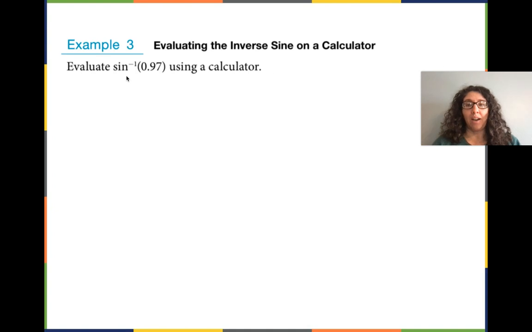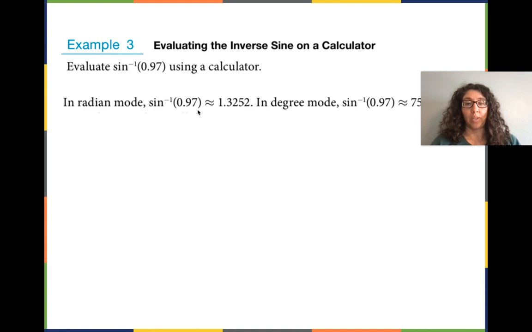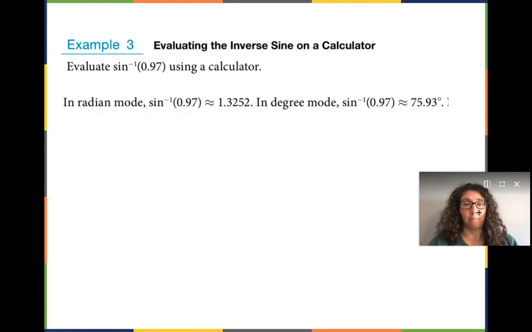Okay, what if we don't have a reference angle? It's just some number like 0.97. What's the inverse sine of 0.97? You're just going to use a calculator. Find your arcsine button or your sine to the -1 button, whatever yours looks like. Make sure that you can get these answers. In radian mode, it's going to give you this. In degree mode, it's going to give you this many degrees.